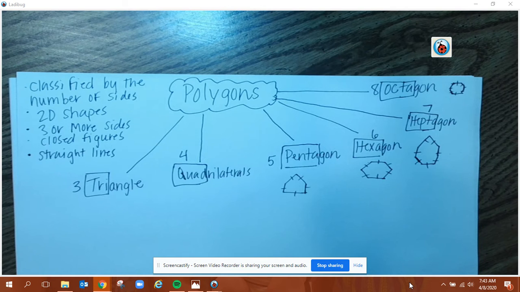So those are different subsets, or like we talked about yesterday, different families of our polygons. Okay. So right now we're going to look at our assignment for the day, go over some of the directions, and then you'll be good to go.